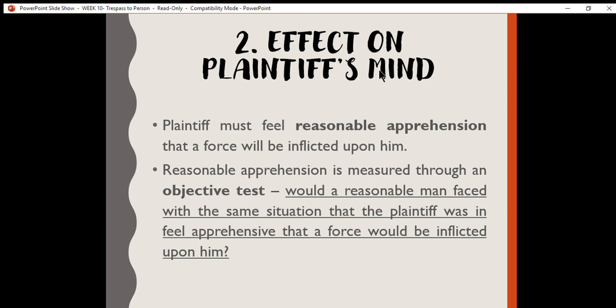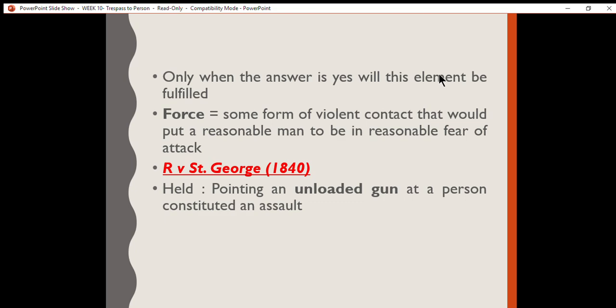Next, the second element of assault is the effect on the plaintiff's mind. A plaintiff must feel a reasonable apprehension that force will be inflicted upon him. So here it means reasonable fear, reasonable apprehension of danger. Since the defendant is threatening him, he feels afraid. In order to fulfill this element, an objective test is applied: would a reasonable man faced with the same situation that the plaintiff was in feel apprehensive that force would be inflicted upon him? So we place the reasonable man in the plaintiff's situation. If the answer is yes, then this element is fulfilled.